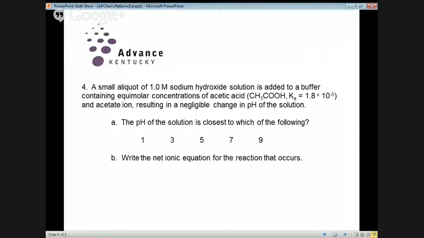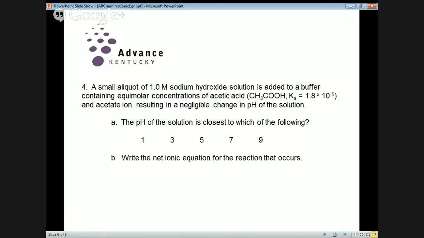So our next slide says that a small aliquot of 1 molar sodium hydroxide solution is added to a buffer containing equimolar concentrations of acetic acid, and that's a fairly common acid, but if you don't know the formula, it's given to you. You're not expected to know all that, along with the acid dissociation constant, resulting in a negligible change in the pH of the solution. So let's take a look and see what's going on. I'm going to answer question B first and then go back to question A.